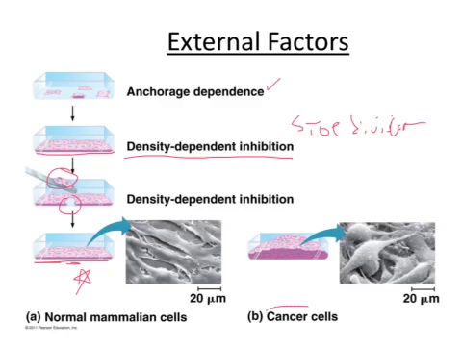Something that we're going to talk about here in just a minute is cancer, though. And in cancer, you don't have density-dependent inhibition. So instead of getting that nice layer of cells and stopping, you get this massive buildup of cells all on top of each other. And so we'll come back to cancer here in just a minute and talk about that some more.